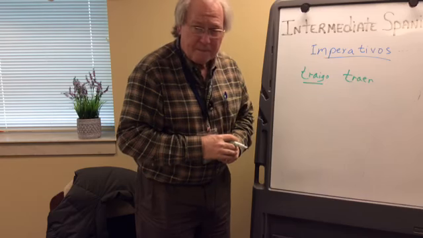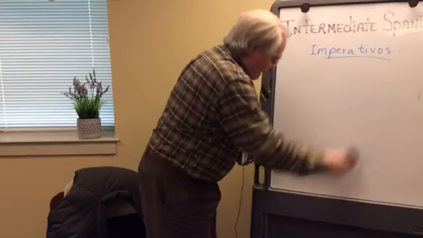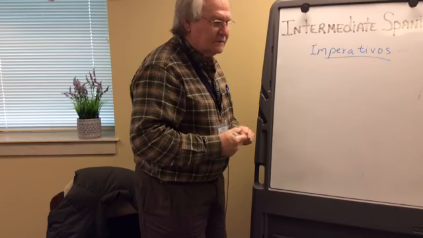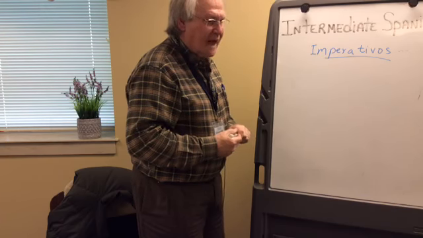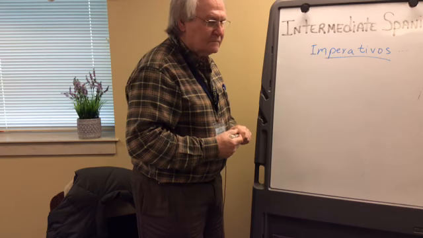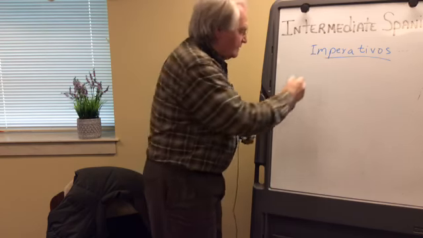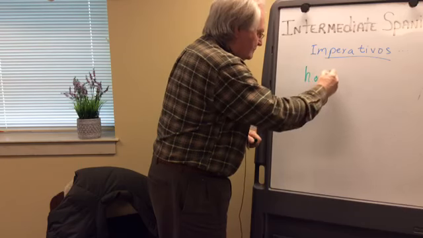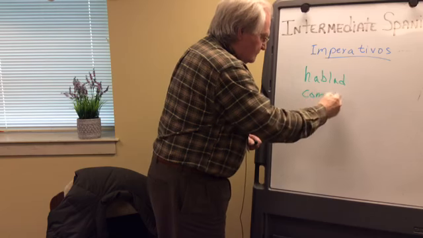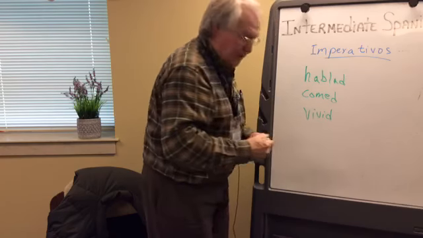We have a few questions coming in. Okay, questions? The first one is, on the imperative positive vosotros, the infinitive of the verb changes the R to a D. Exactly. So, is it correct to say hablad, comed, and vivid? Vivid. Okay. Hablar, comer, and vivir, if you want to tell someone where to live.